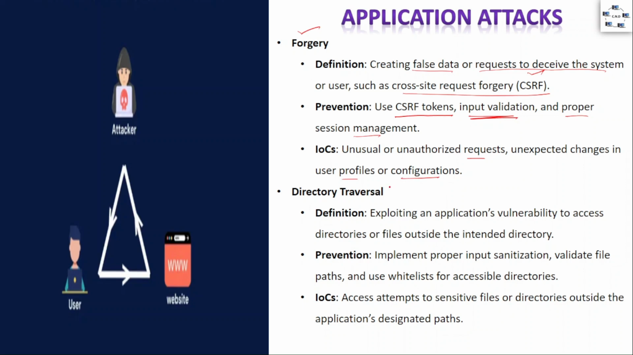Another application attack is directory traversal, which is exploiting an application's vulnerability to access directories or files outside the intended directory. Prevention includes implementing proper input sanitization, validating file paths, and using a whitelist for accessible directories. Indicators of compromise include access attempts to sensitive files or directories outside the application's designated paths.